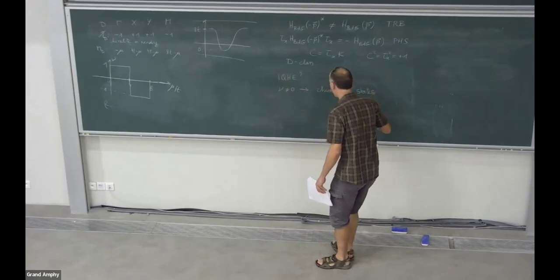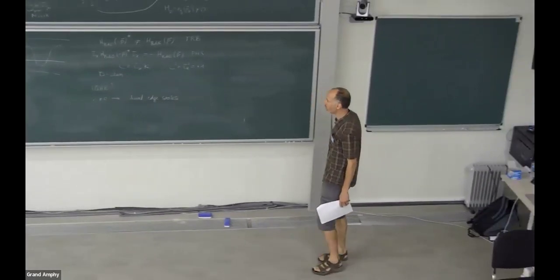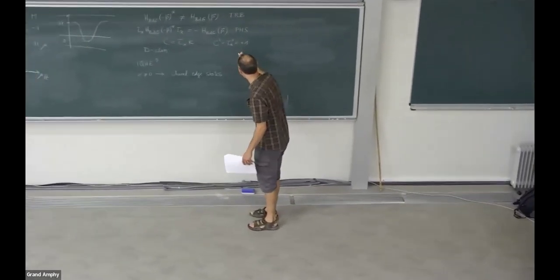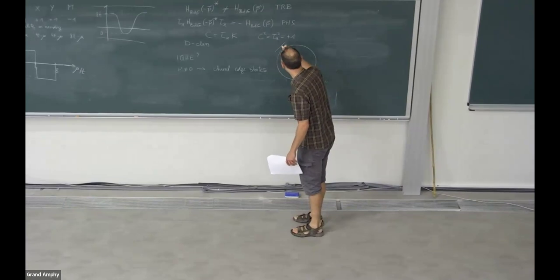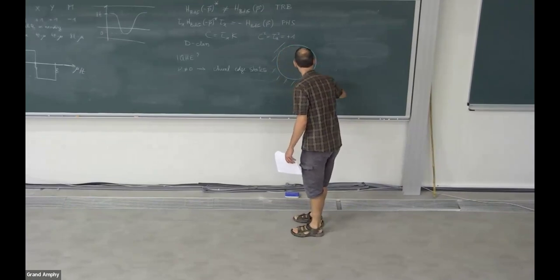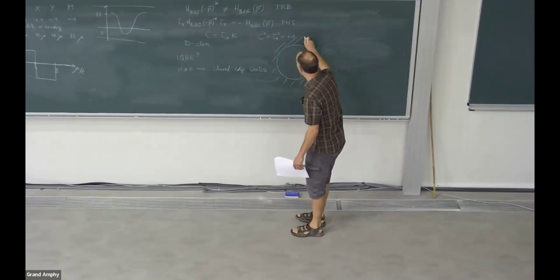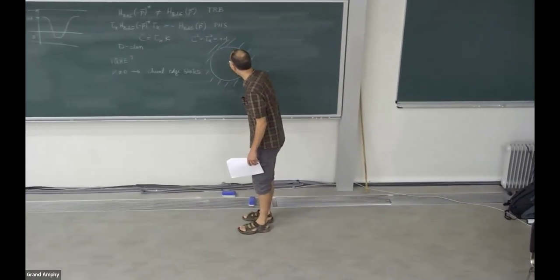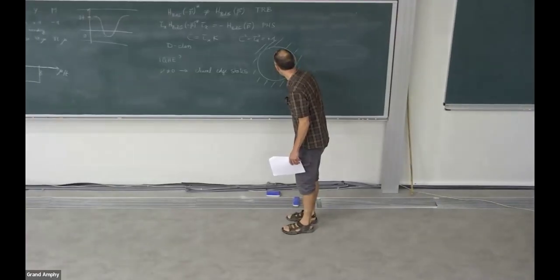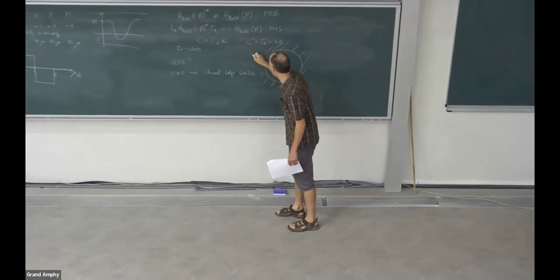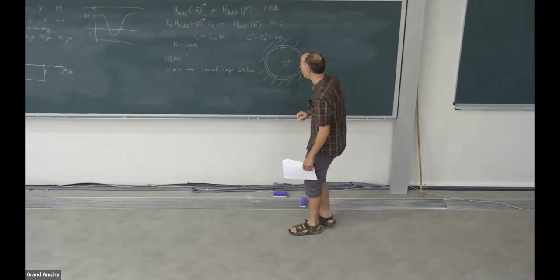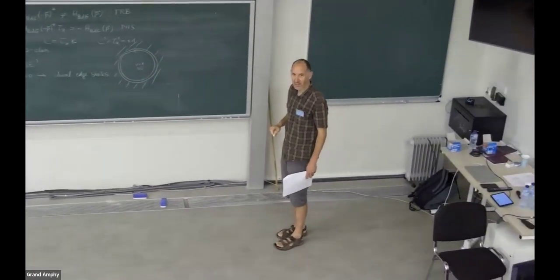So now I'm done with discussing the bulk. I move to edge states. I imagine having a finite system with the vacuum outside, and I say that if in here it's a nu equal 1 superconductor, and outside it's the vacuum, then I expect that on the boundary somewhere I should have a chiral edge state.